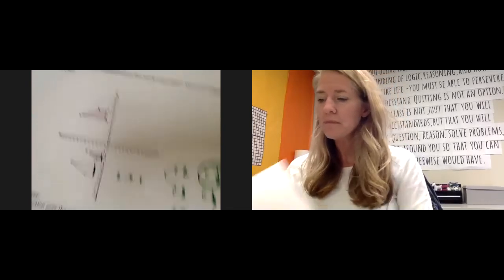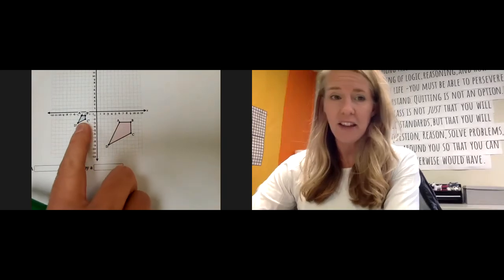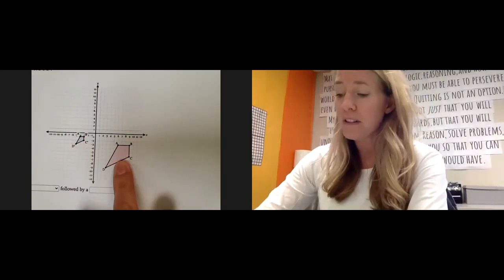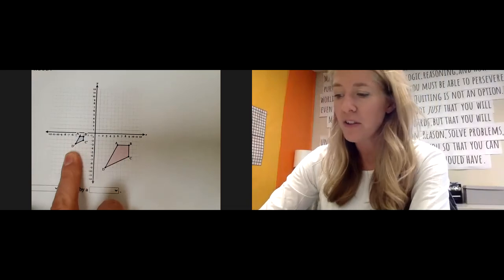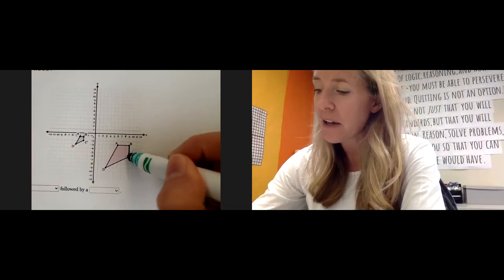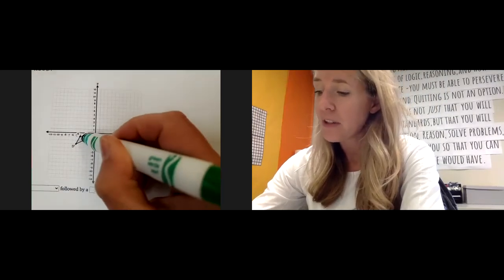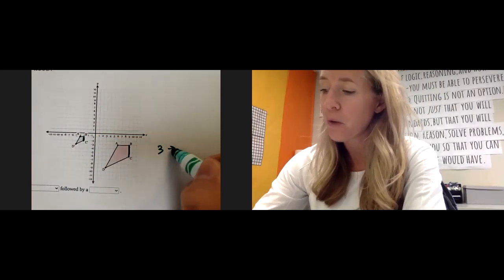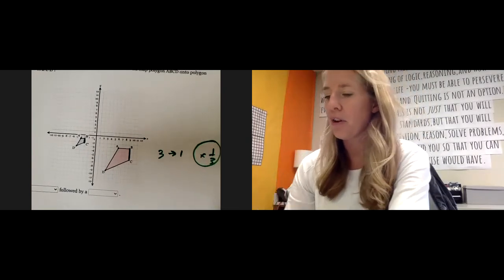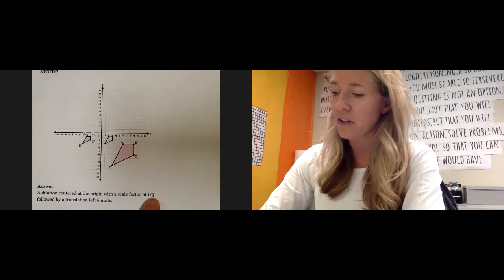On this one, again, clean ABC to A prime, B prime, C prime. What would we do here? Well, we would slide, and then we could also dilate, and we can find a side that is easy to measure, with nice straight edges. That one was 3, and this one is 1. So how do I get from 3 to 1? You divide by 3, or you multiply by 1/3. So on that one, a dilation centered at the origin with a scale factor of 1/3.